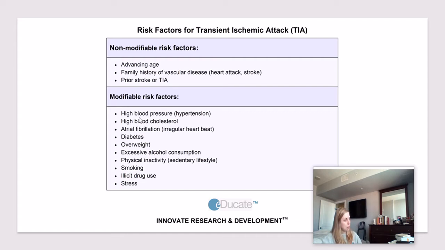The ones that we can help are the modifiable ones, like blood pressure. So as soon as we see a TIA, we want to make sure that we're treating this patient really well with high blood pressure medications. We want to make sure we're treating their cholesterol well, their AFib well. We want to make sure that they're compliant with their diabetes, changing their diet. If they're overweight, they need to lose weight and stop drinking so much alcohol. We want them to be exercising, not smoking, not using illicit drugs, and be a little bit more relaxed, because that can change your blood pressure.